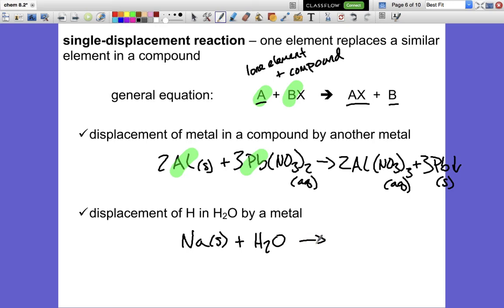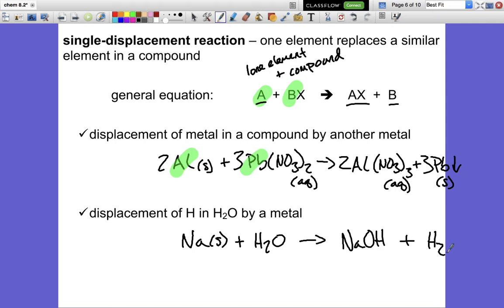So again, right now it might be more important for you to be able to identify that it's a single displacement as opposed to knowing which product you're going to get. But in the next section, in section 3, you'll definitely know which product you're getting. That sodium is going to react with water in this first one to make sodium hydroxide and hydrogen gas.